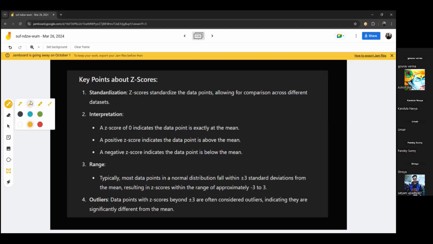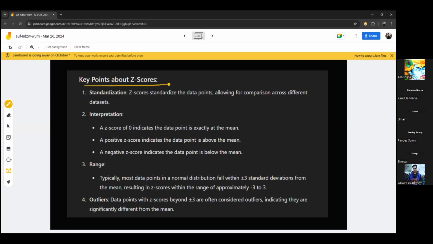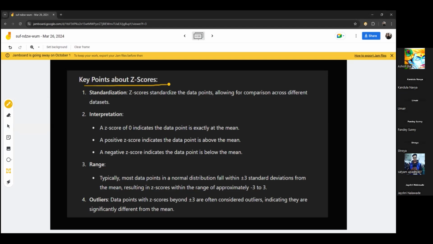What is written here? You can see key points about the z score. Standardization. Z score standardizes the data point, allowing for comparison across data sets.